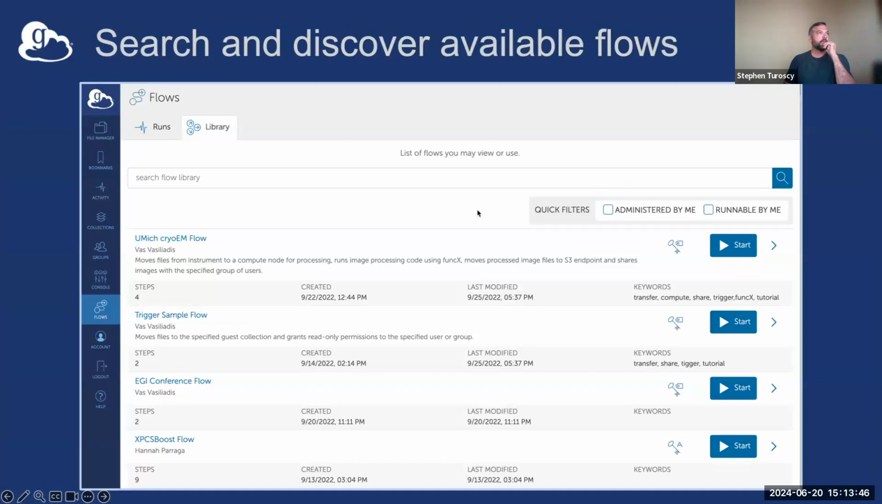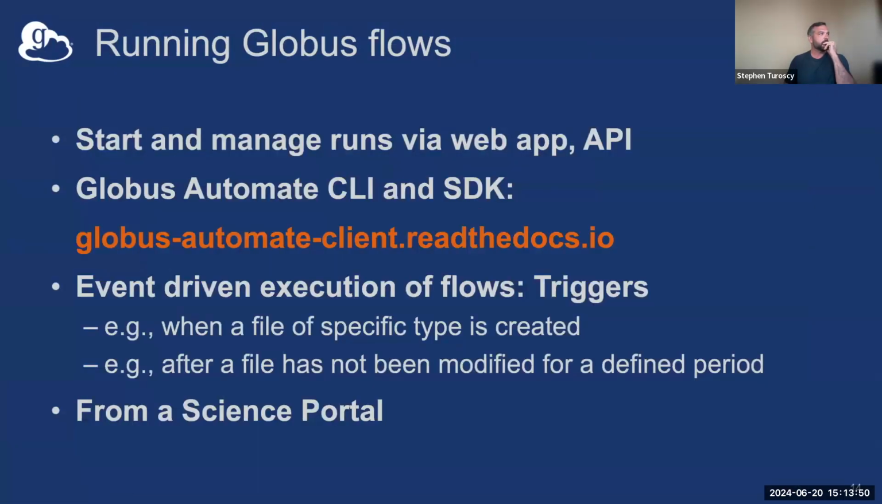We can search and discover available flows. And then running Globus flows. There are any number of ways to run Globus flows. I'm going to show you three different ways. One is to start and manage the runs via the web app or the API. So we have an API and we have a Globus SDK. You can use either of those to manage flows and runs related to flows.